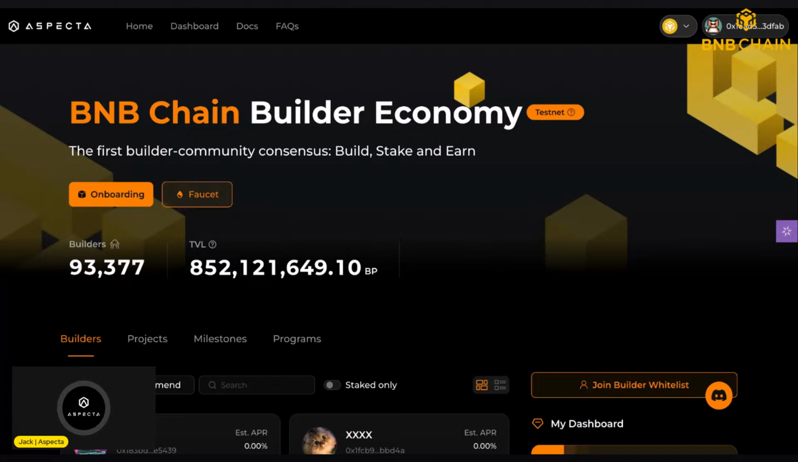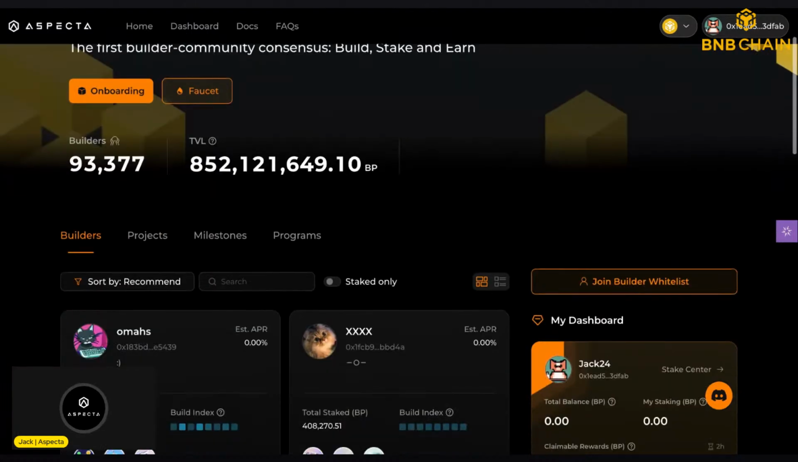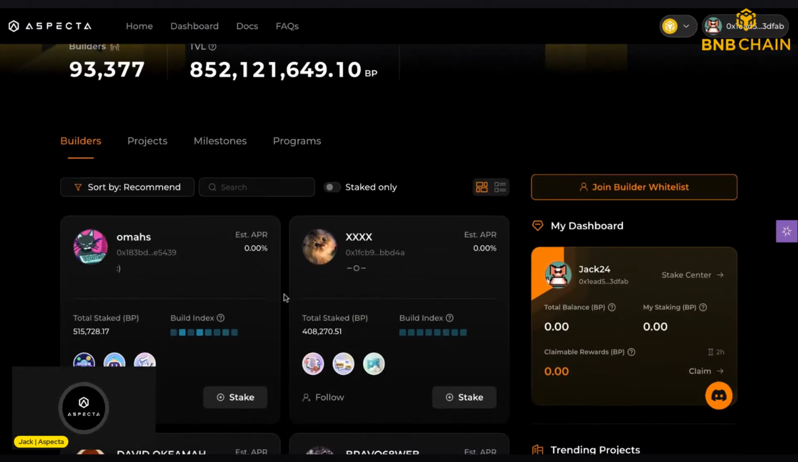Based on this reputation system, we also allow retail users to engage with these developers. So we have a novel staking system where retail users can stake on developers based on their reputations. And when these developers make building progress, they can share the achievements together with their chosen builders.